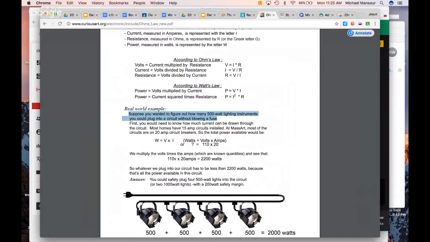So what we need to figure out is what's the maximum amount that we can put into a lighting fixture. So you don't want to blow the fuse. This is like when you're plugging in Christmas lights. You have to be careful not to string too many strings together, or you'll blow out the Christmas lights.